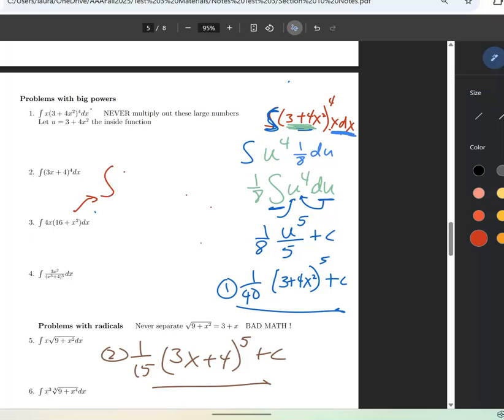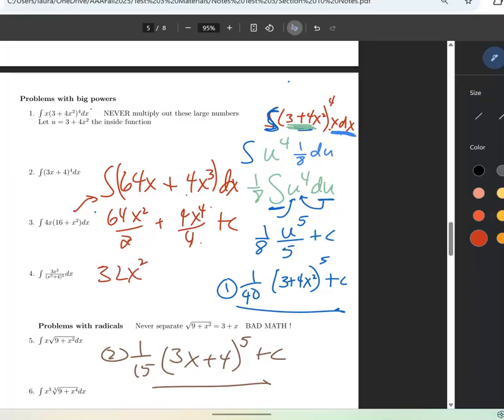So I can say this is 64x plus 4x cubed, and then I could take the antiderivative. So 64x squared over 2, 4x to the 4th over 4, plus c, so 32x squared plus x to the 4th plus c. So that's the answer for this number 3.